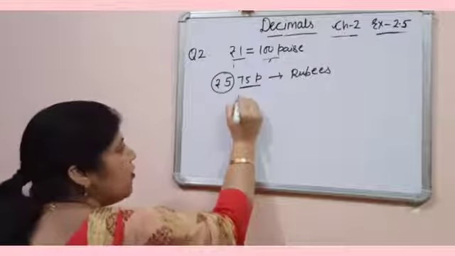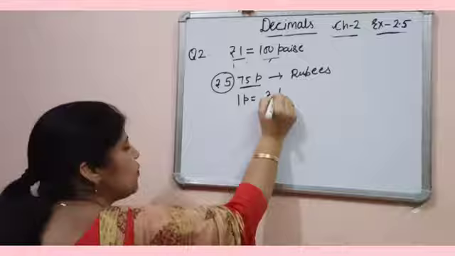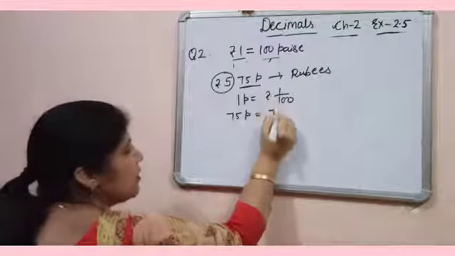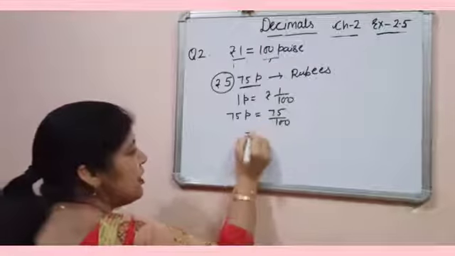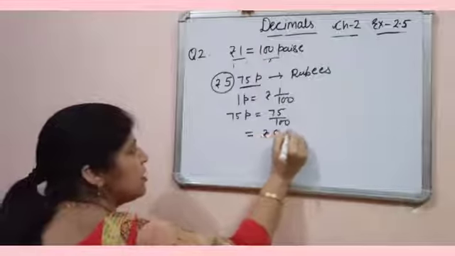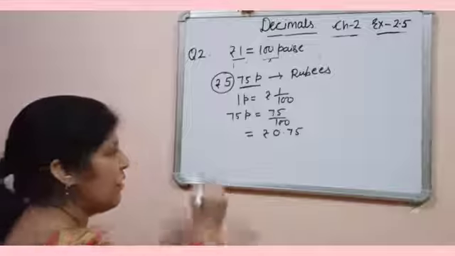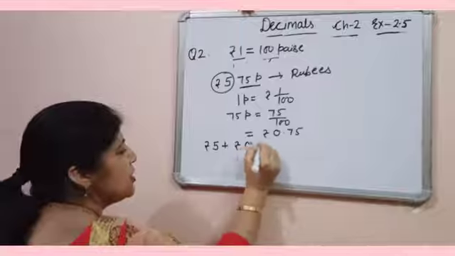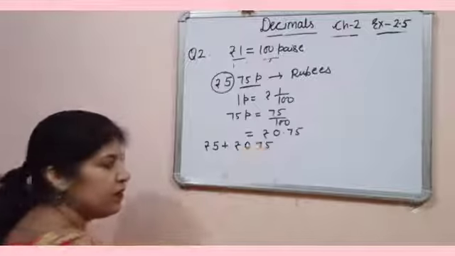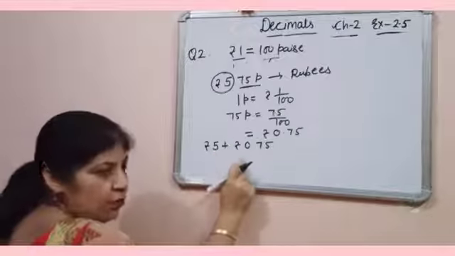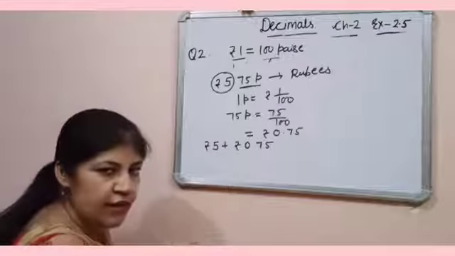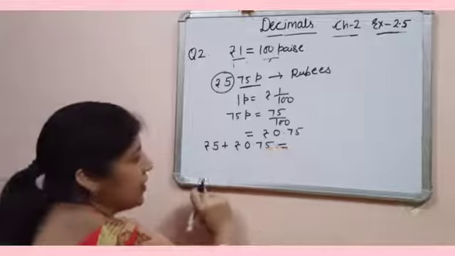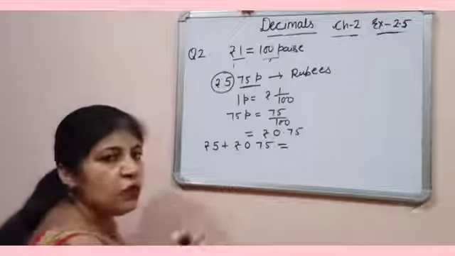Clear? You know 1 paisa is rupees 1 by 100. Then 75 paisas will be equal to 75 by 100, meaning rupees 0.75. Now you have to add rupees 5 with rupees 0.75. Now both units are the same, rupees; you can only add when the units are the same. Clear?